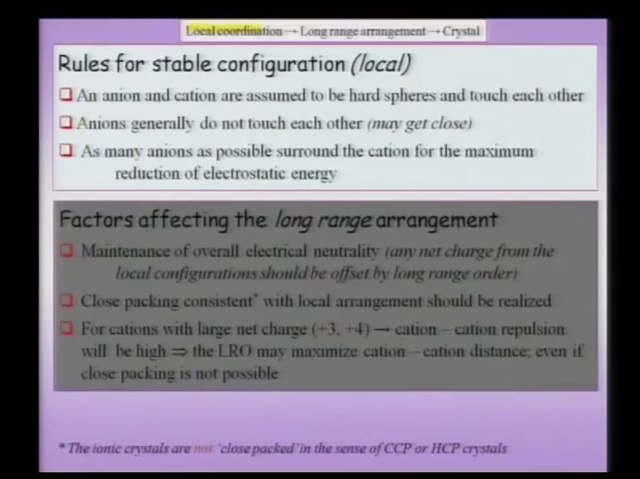We have to note, of course, that the anions generally do not touch each other, but may get close. Why can't ions of the same type touch each other? Obviously, they are of the same charge, and therefore there will be a repulsive force, and this will cost energy to my system. As many anions as possible surround the cation for maximum reduction in electrostatic energy. That means, if I have a central cation, then I would like to put as many anions around it to shield the charge of the cation, which is the smaller species.